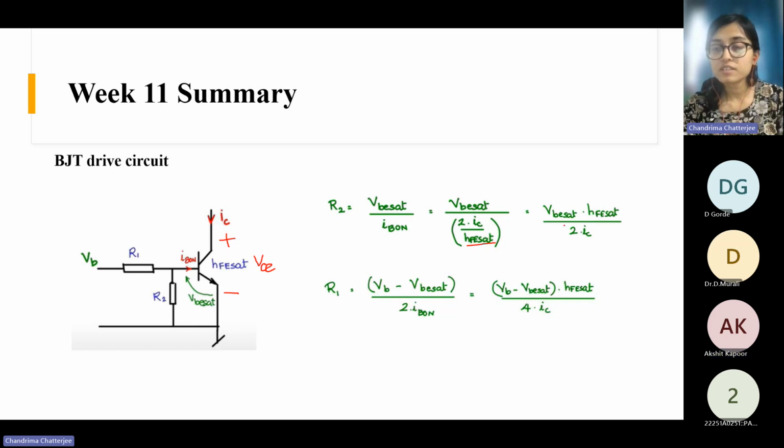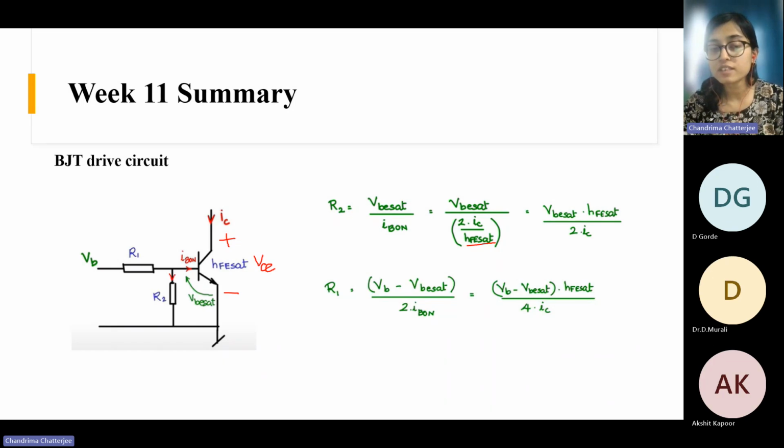What I was talking about is the R1 value. Here you know the potential here, and you know the potential here. So you need to simply find out, and the current here is 2 IB on. This is IB on, and through here also we have designed it so that the current is IB on. So the total current in this branch is 2 IB on. That's how we can find the R1 value. This is the simplest form, and there are some more advanced circuits that we will see in the later slides.